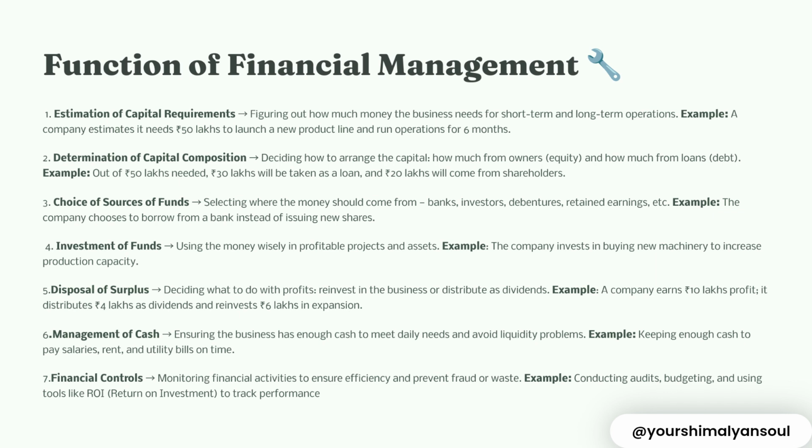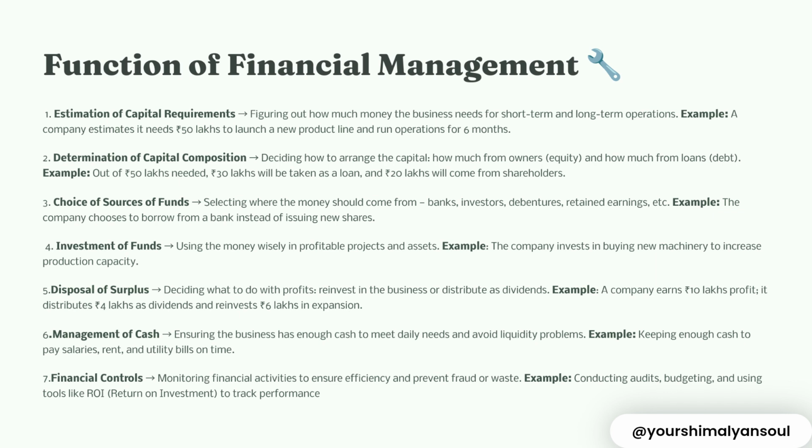Deciding how to arrange the capital: how much from owners' equity, and how much from loans, debt. Example: out of 50 lakh rupees needed, 30 lakh rupees will be taken as a loan, and 20 lakh rupees will come from shareholders. 3. Choice of sources of funds. Selecting where the money should come from: banks, investors, debentures, retained earnings, etc. Example: the company chooses to borrow from a bank instead of issuing new shares.